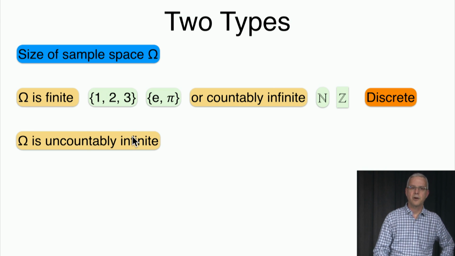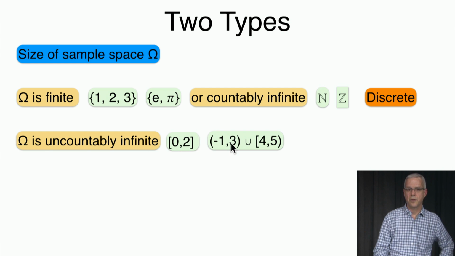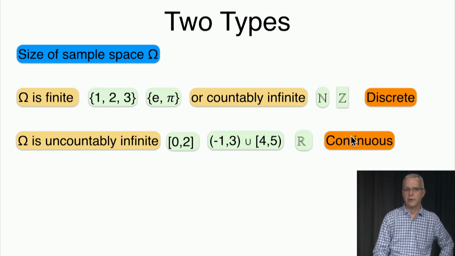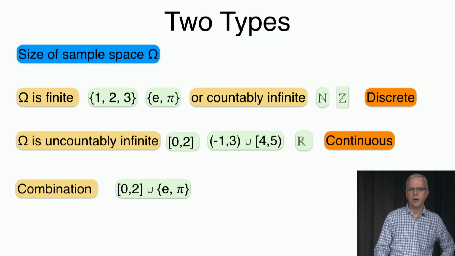Okay. The other type are distributions where the sample space is uncountably infinite, for example the interval from 0 to 2, or the union of the intervals -1 to 3 and 4 to 5, or the real line, and so on. And those are called continuous random variables. So we have these two types, discrete and continuous random variables. And of course, there's also a mixture of the two. So you can get something which is distributed over the interval from 0 to 2, or e, or pi. Okay, so these are called mixed random variables. So we have these two types and then some combination of them.